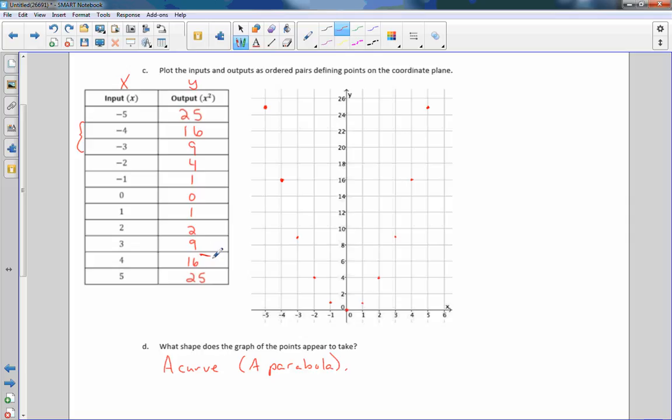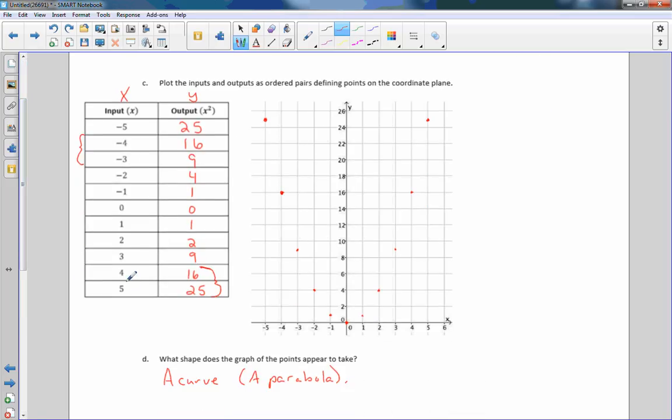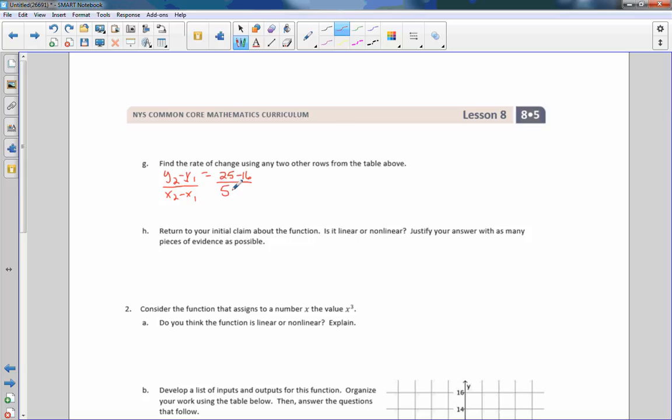So if I use these last two here, y2 is 25, y1 is 16. So y2 minus y1 is 25 minus 16 over x2 minus x1. And I need to go back and get those. x2 is 5, x1 is 4. So it's 5 minus 4. And 25 minus 16 is 9. 5 minus 4 is 1. So the rate of change there is 9.